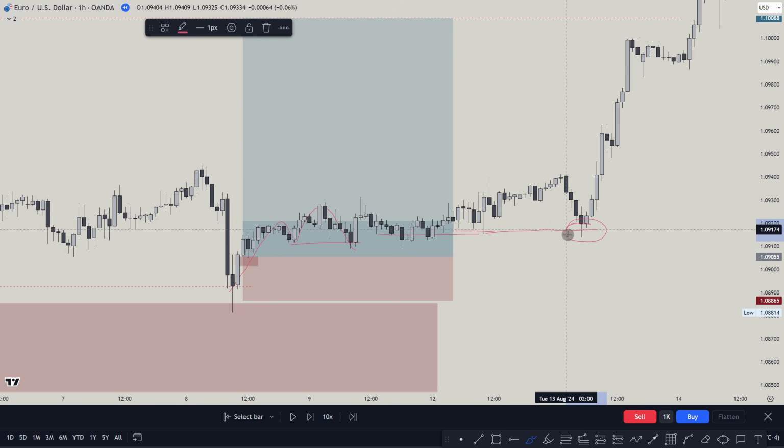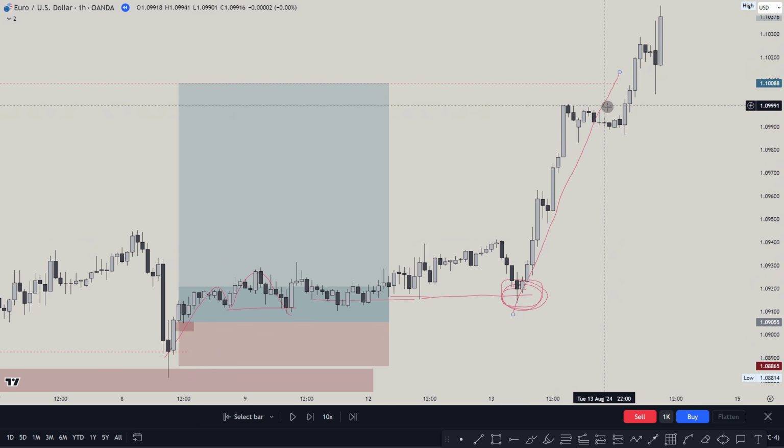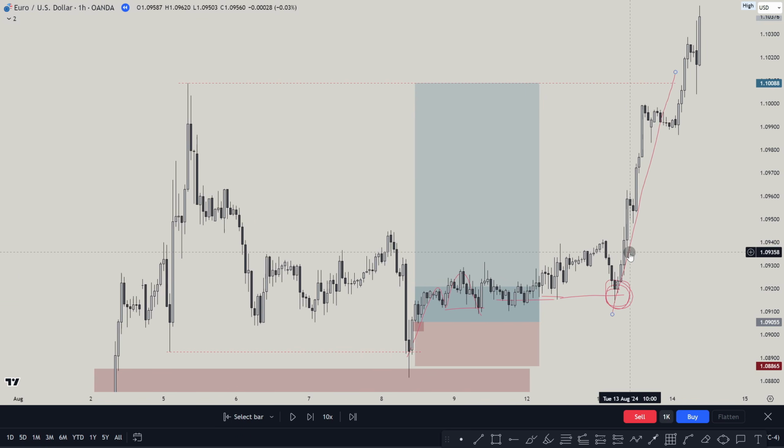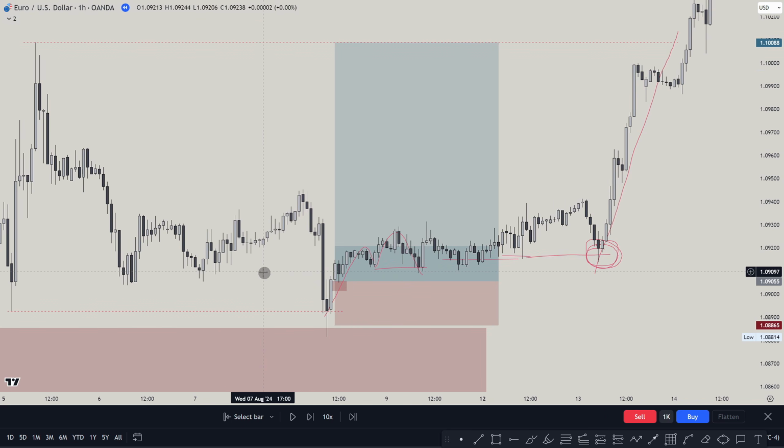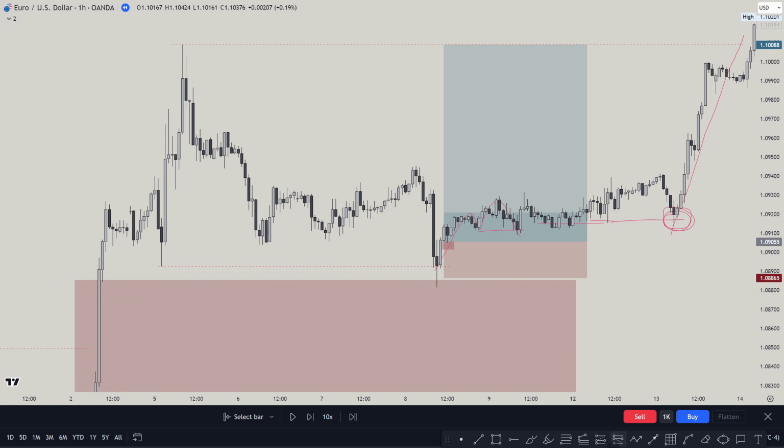If you could find a lower time frame confirmation here, you could take also this one as a continuation to go to this high. I know sometimes it can be tricky, but it's going to be much easier when you practice. And sometimes experience will tell you when to look for.